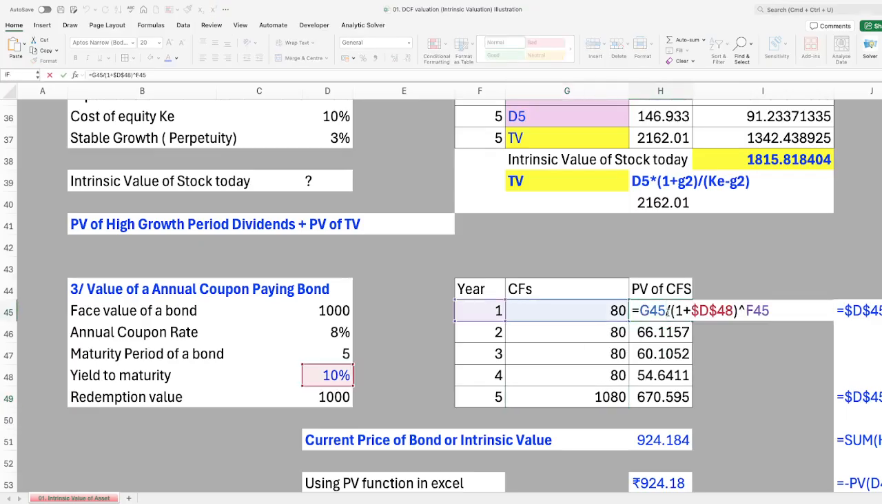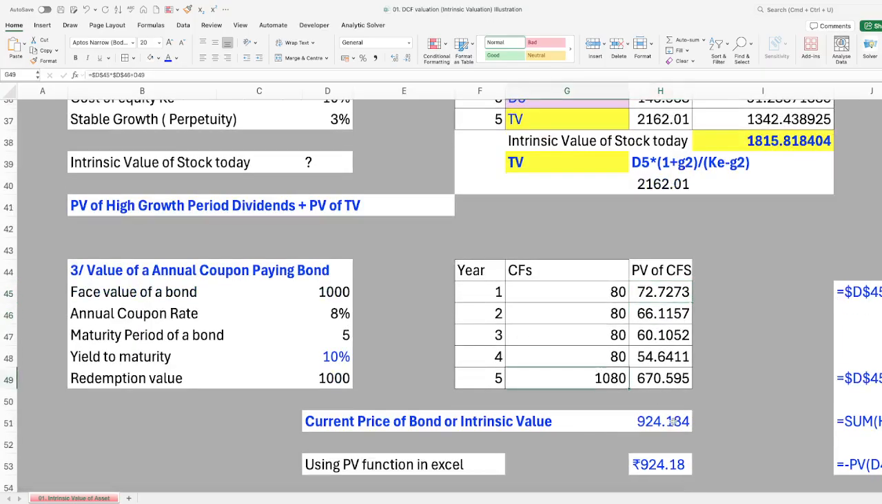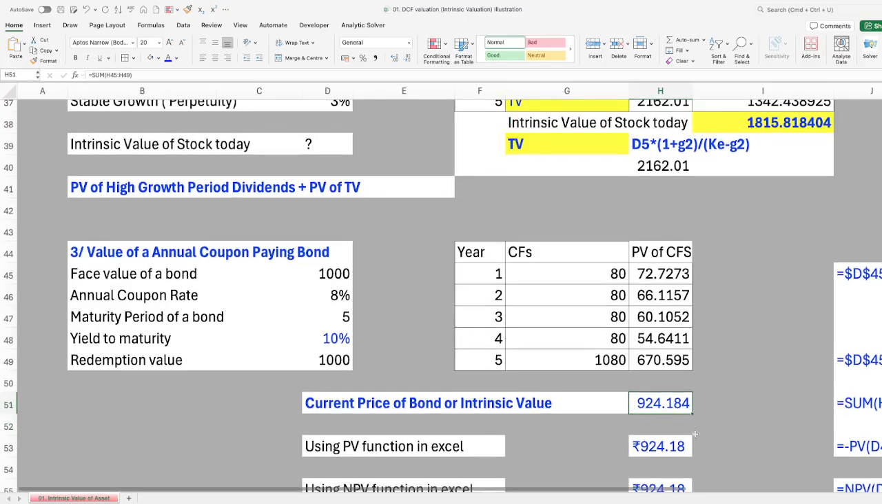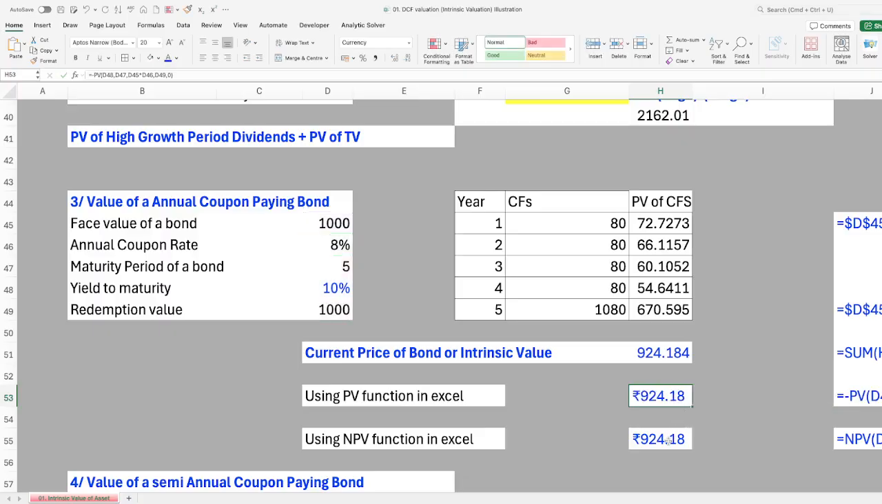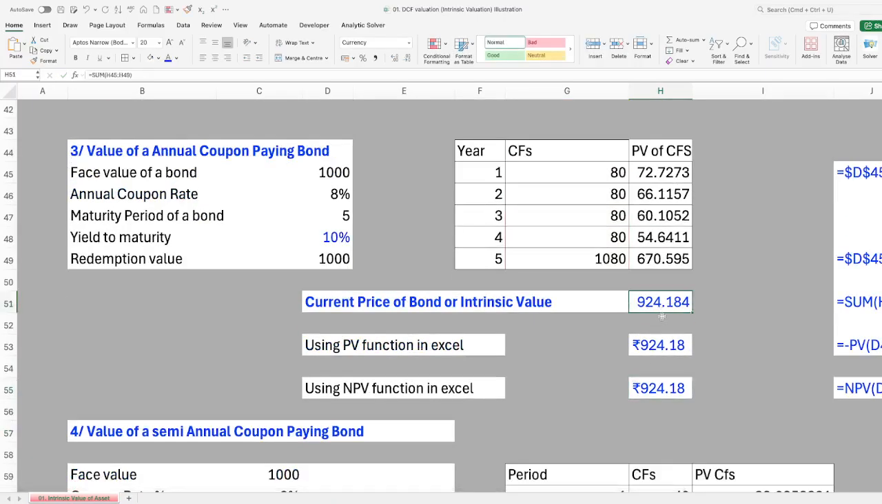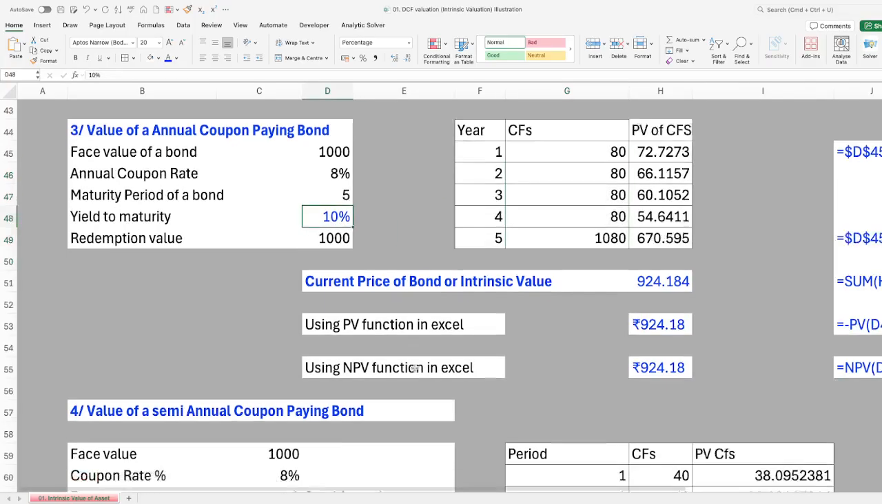Now calculate using the yield as the discount rate. So we calculate the present value of the coupons plus the redemption value. We get 924.184. So that is the value. You can also use the present value PV function in Excel to calculate the value of the coupon bearing bond. We can also use the NPV method to calculate the value. So in whichever method you calculate, the intrinsic value of a coupon bearing bond is the present value of all the coupons plus the redemption value, discounted using the yield to maturity.